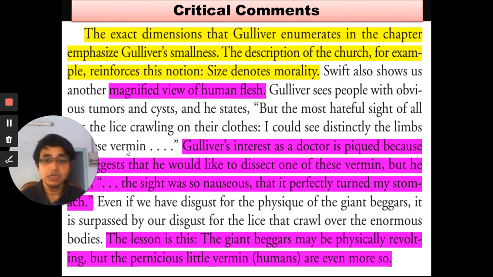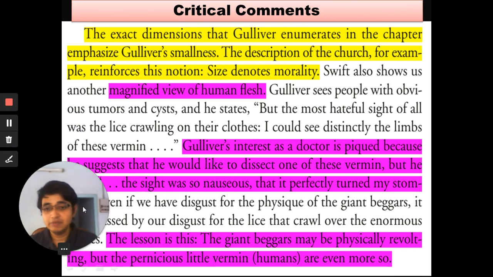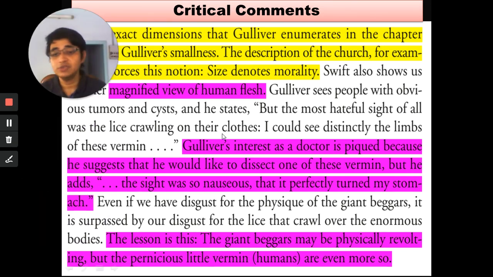While Swift also shows us another magnified view of the human flesh. Gulliver sees people with obvious tumors and cysts, and states, but the most hateful sight of all was lice crawling on these clothes, and I could see distinctly the limbs of this vermin. So Gulliver's interest as a doctor is piqued because he suggests that he would like to dissect one of these vermin, but he adds, the sight was so nauseous that it perfectly turned my stomach.